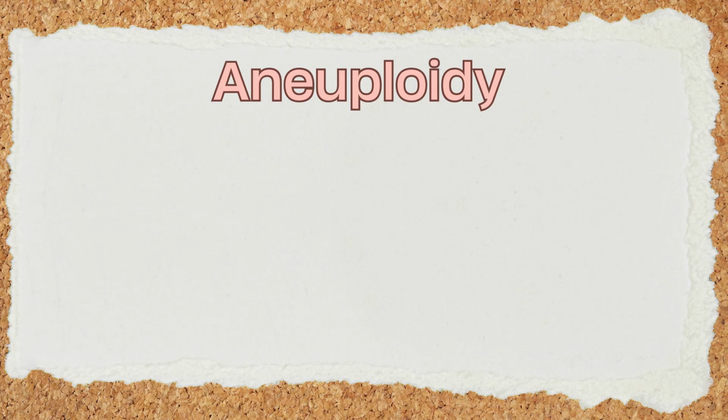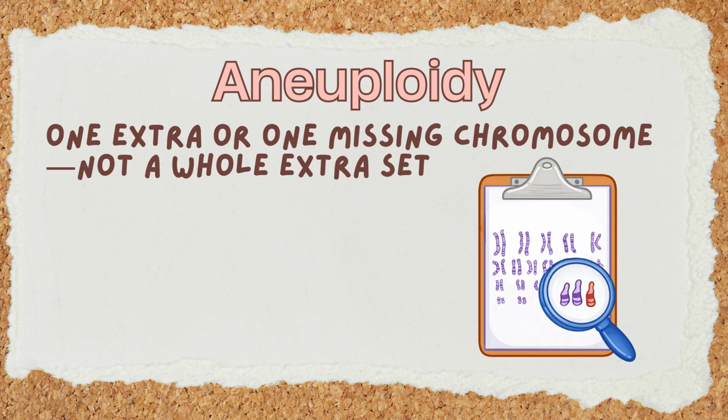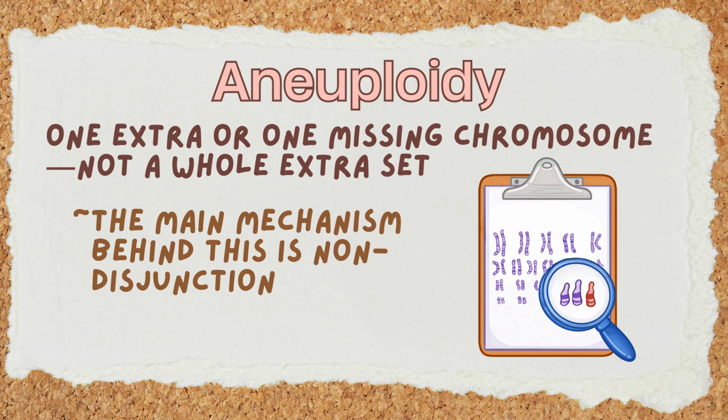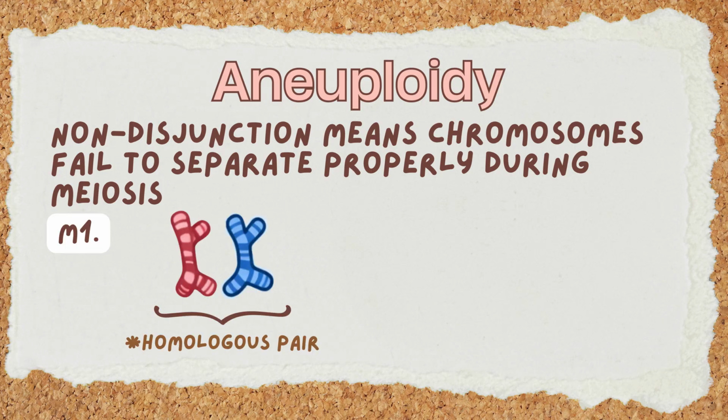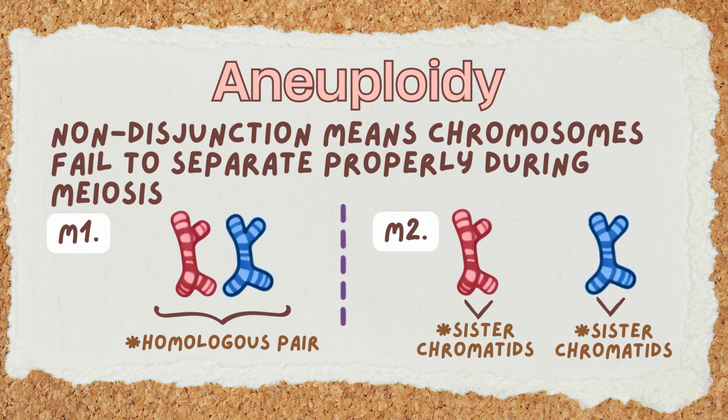Now let's shift into aneuploidy. This is the most clinically relevant category. Aneuploidy means that there is one extra or one missing chromosome, not a whole extra set. And the main mechanism behind this is non-disjunction. So what is non-disjunction? Non-disjunction means chromosomes fail to separate properly during meiosis. To understand this, think about meiosis as a sorting process. In meiosis 1, homologous chromosomes separate. In meiosis 2, sister chromatids separate.